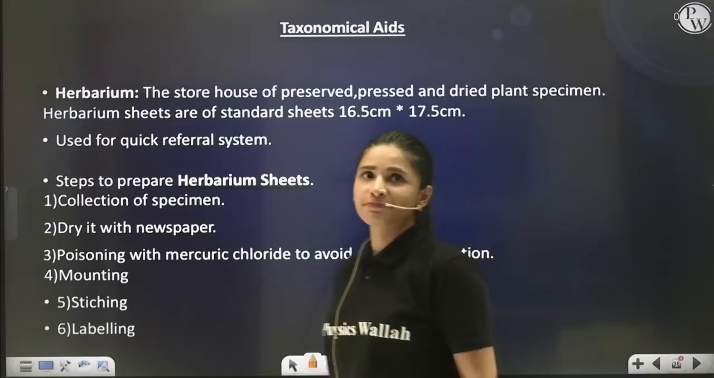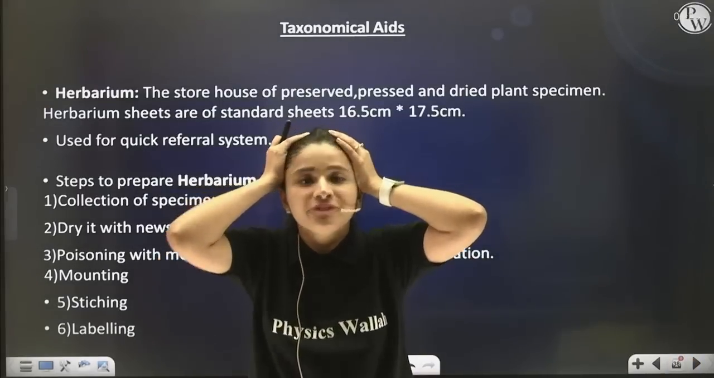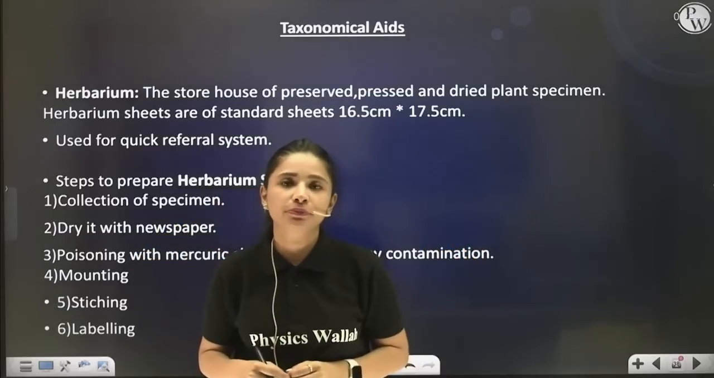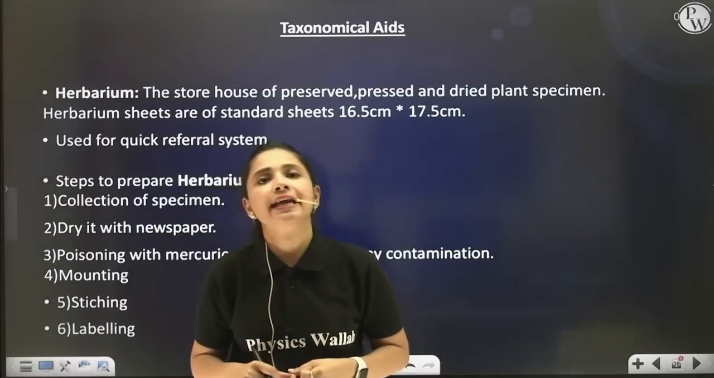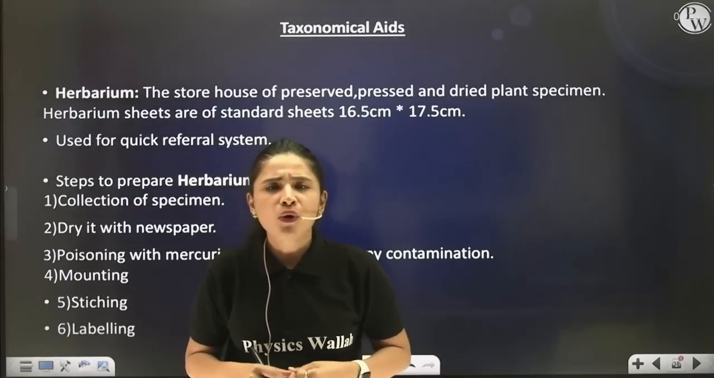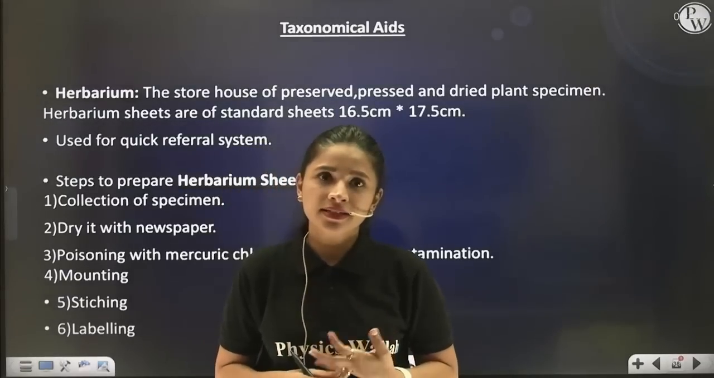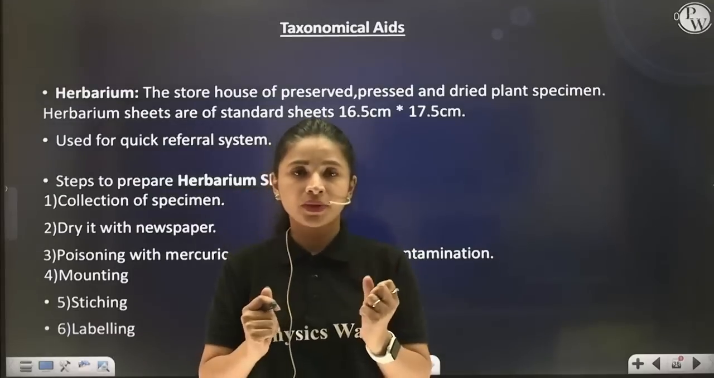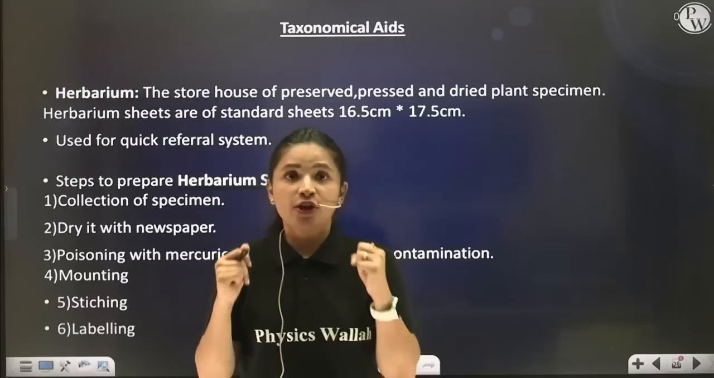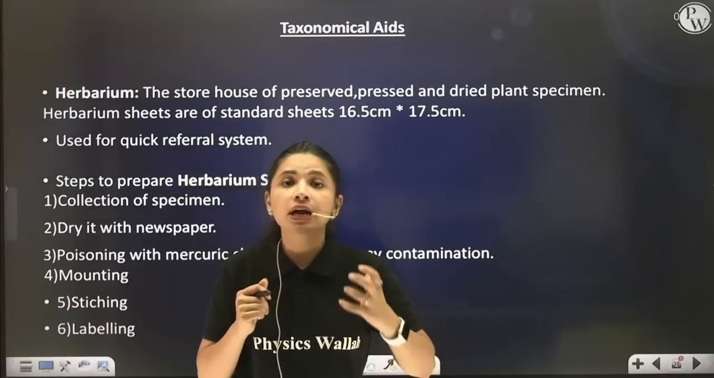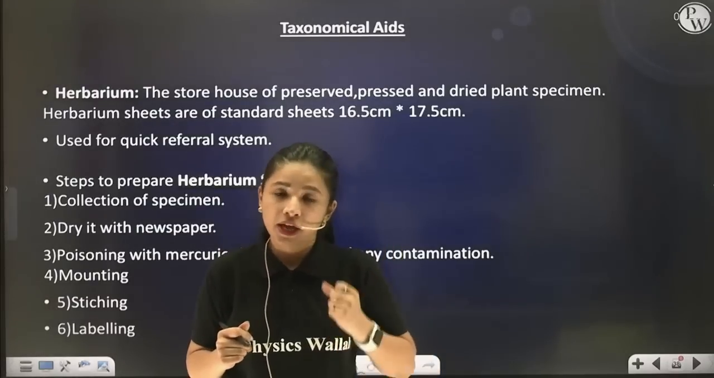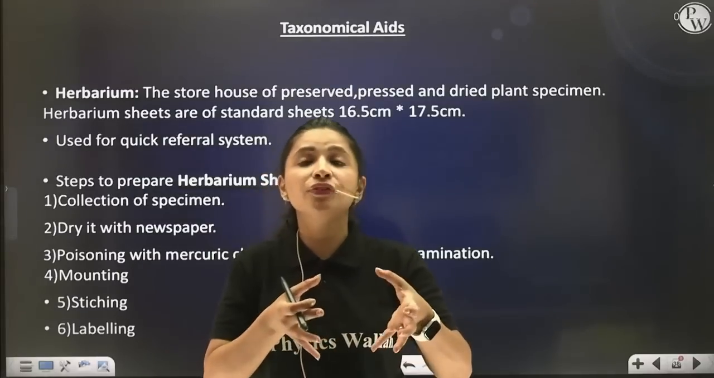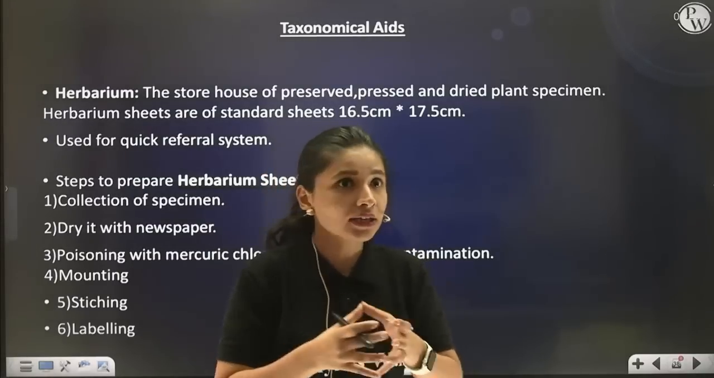Now, let's proceed further, and we are finally heading to the last segment of this chapter, that is taxonomical aids. Now, what are taxonomical aids? Taxonomical aids, my dear students, are those tools, those devices which help in proper understanding of taxonomy, in proper classification, in proper identification of an organism.